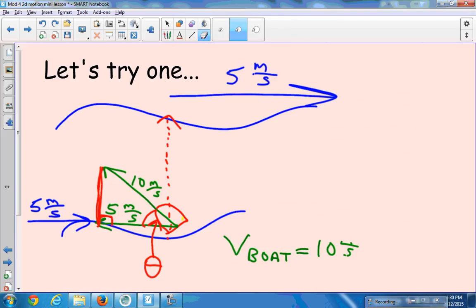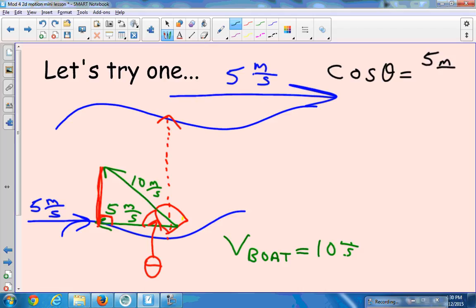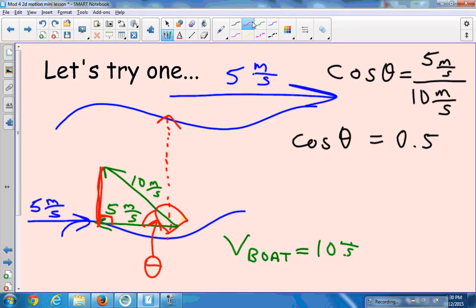Okay, so I'm going to say that cosine of whatever angle I need is going to be adjacent over hypotenuse. So that would be 5 meters per second over, and what's my hypotenuse? Oh, it's the velocity of the boat, 10 meters per second. So cosine theta equals 0.5. Notice that the units cancel out, meters per second, so I'm left with just a number. That's good, because cosine of theta should just be a plain number.